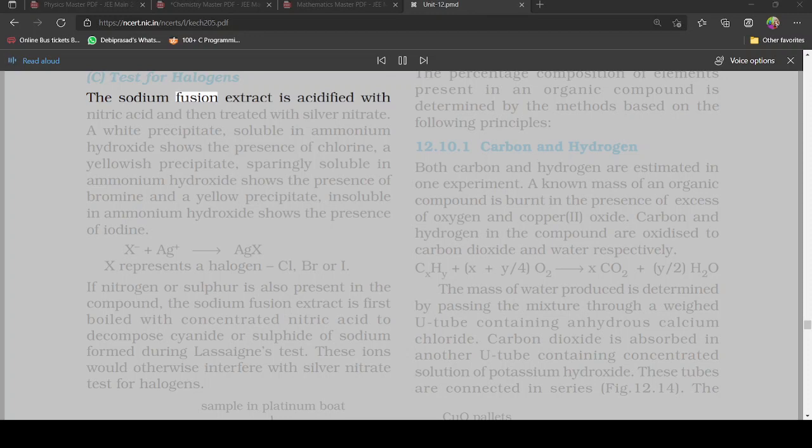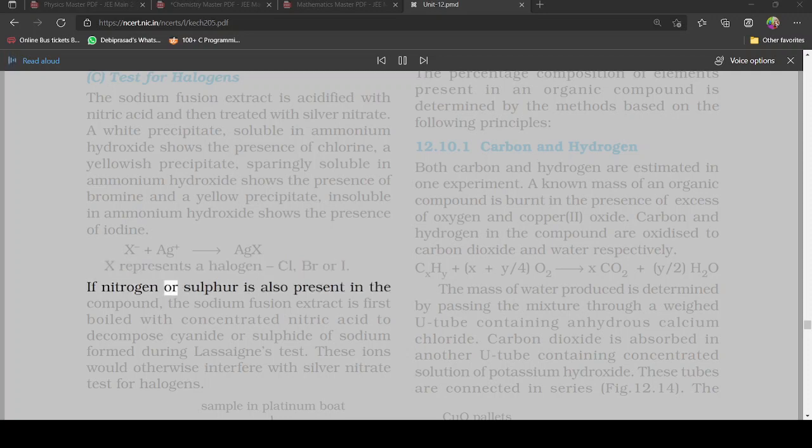C. Test for halogens. The sodium fusion extract is acidified with nitric acid and then treated with silver nitrate. A white precipitate, soluble in ammonium hydroxide, shows the presence of chlorine. A yellowish precipitate, sparingly soluble in ammonium hydroxide, shows the presence of bromine, and a yellow precipitate, insoluble in ammonium hydroxide, shows the presence of iodine. X⁻ + Ag⁺ → AgX, where X represents a halogen: Cl, Br or I.